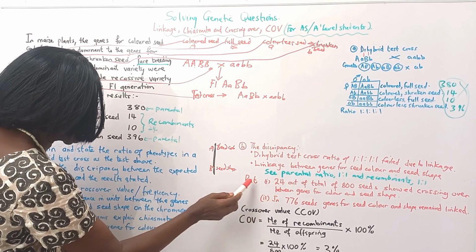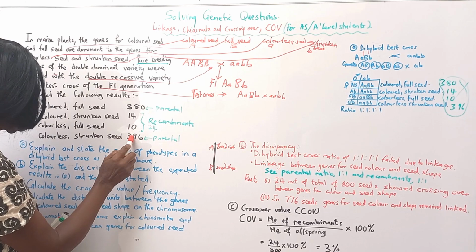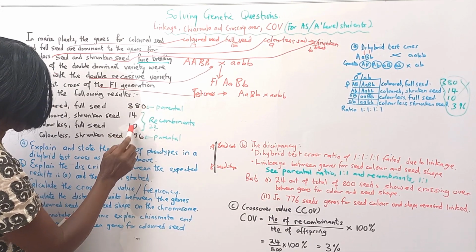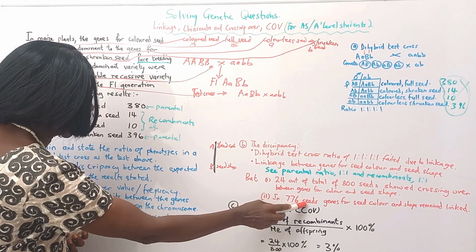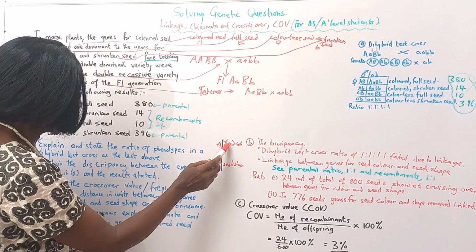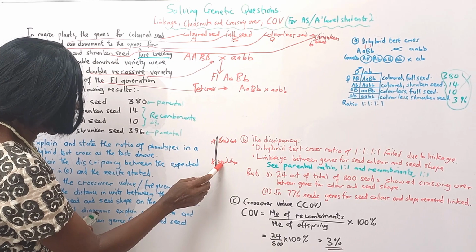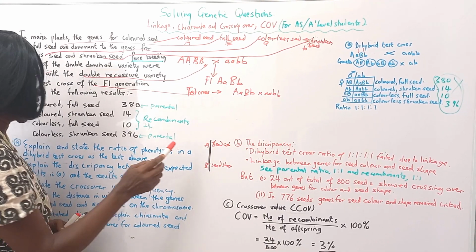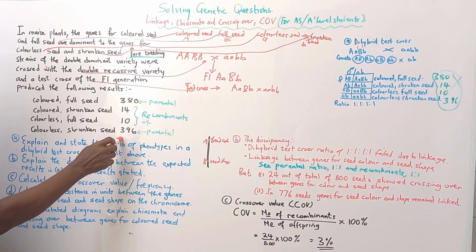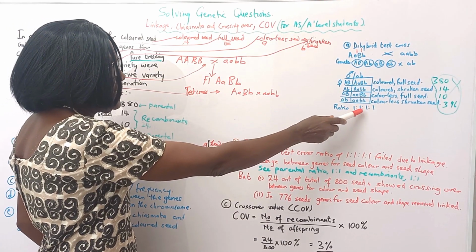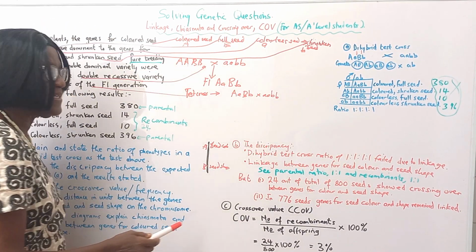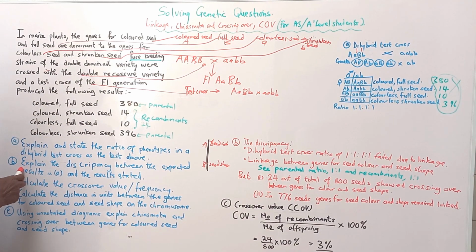And in the rest, that is this and this, the rest of the seeds, the genes for seed color and seed shape remained linked. That is why we have these results instead of 1:1:1:1. It is the linkage. So we have explained B.